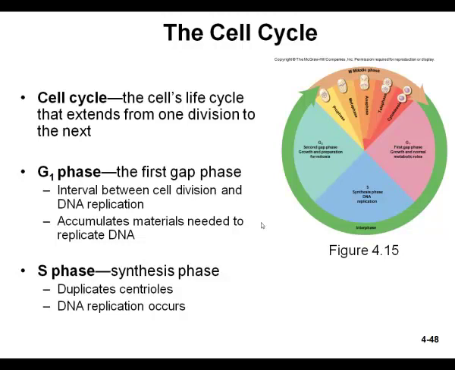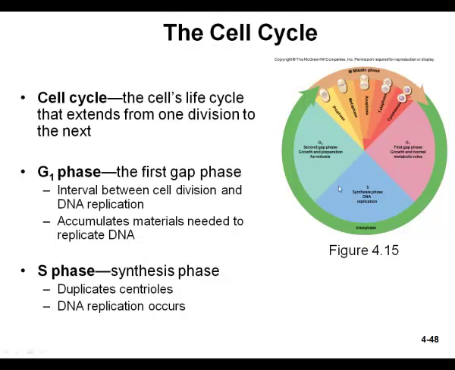The cell cycle is the life cycle that extends from one division to the next, and we will divide that into what we call the G phase, or the gap phase, and that's in between the divisions. We have G1, and then we have S phase, and then we have G2, and then we have the mitotic phase. Let's start with the G1 phase. That's the first gap phase. It's an interval between the cell divisions, and it accumulates material. Remember, when dividing, you need to replicate everything: you need to replicate the mitochondria, you need to replicate your ultrastructures, the organelles inside, and also you need to replicate your DNA.